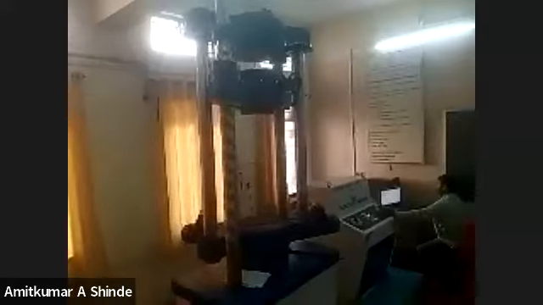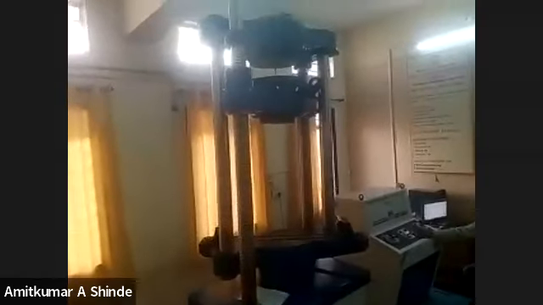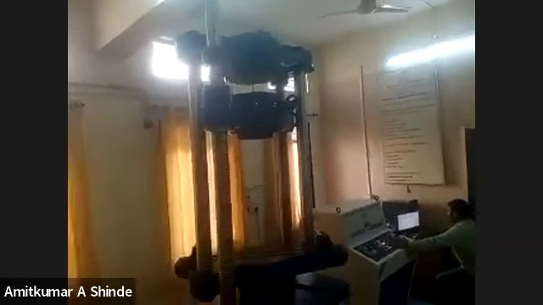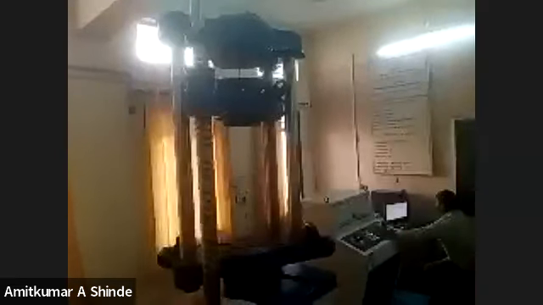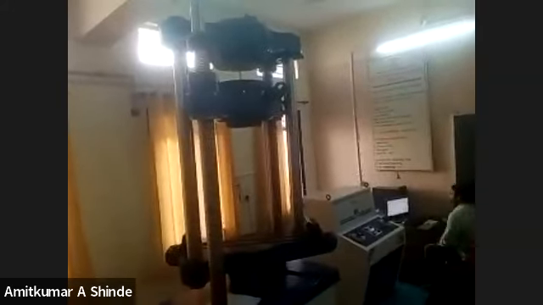Whatever material we have selected for this specimen, that is mild steel, low carbon steel. It is also called mild steel. I think you might have got the machine sound. The machine is in a running condition, and at the same time, at the right side, now it is broken. You can see here.